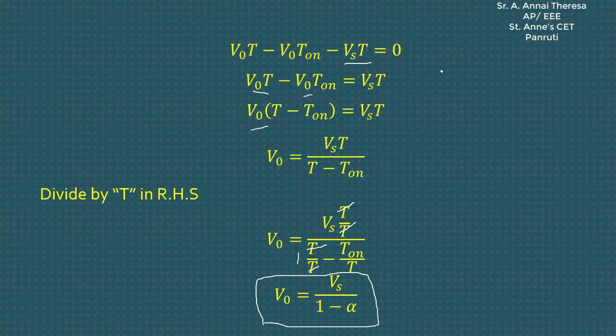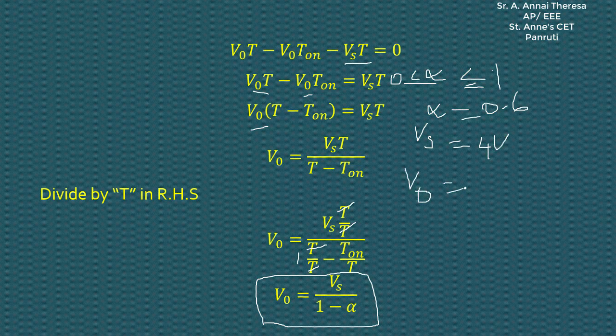As I said already, alpha lies between 0 and 1. We can take alpha is equal to 0.6 and the supply voltage we can take 4 volt. Then what will be the output voltage? So V naught is equal to Vs, which is 4 volt, divided by 1 minus alpha, which is 0.6. What will be the answer? The answer will be 10 volt. So V naught is equal to 10 volt.